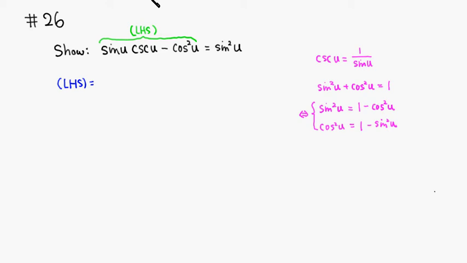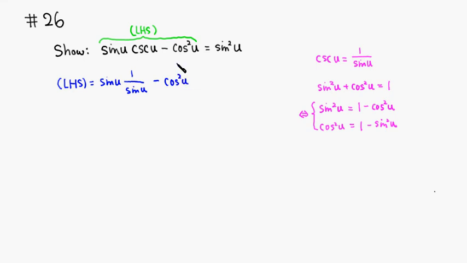Then what we can do is this. Sine we like, so I'm just going to write it down. And cosecant of u, we can write by definition as 1 over sine of u. Cosecant is a reciprocal of sine. Then I'll leave this part as it is, so minus cosine squared of u.